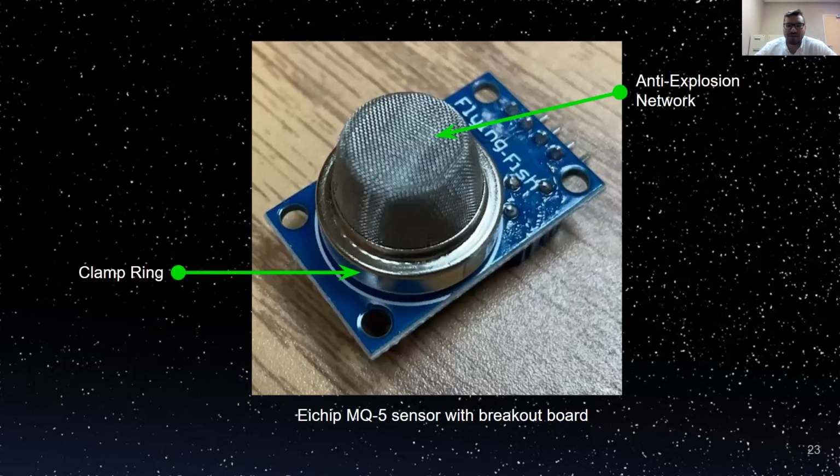So specifically to show how this works, each one of these sensors is mounted to the backlight base, I believe I pronounce it. The sensing elements are inside of this anti-explosion network stainless steel mesh, which is specifically created to prevent any flammable gases from exploding, as a lot of these are used to measure explosive or flammable type gases. So that prevents some sort of catastrophic failure. And it's held on by a clamp ring. And this specifically is the MQ5 sensor.